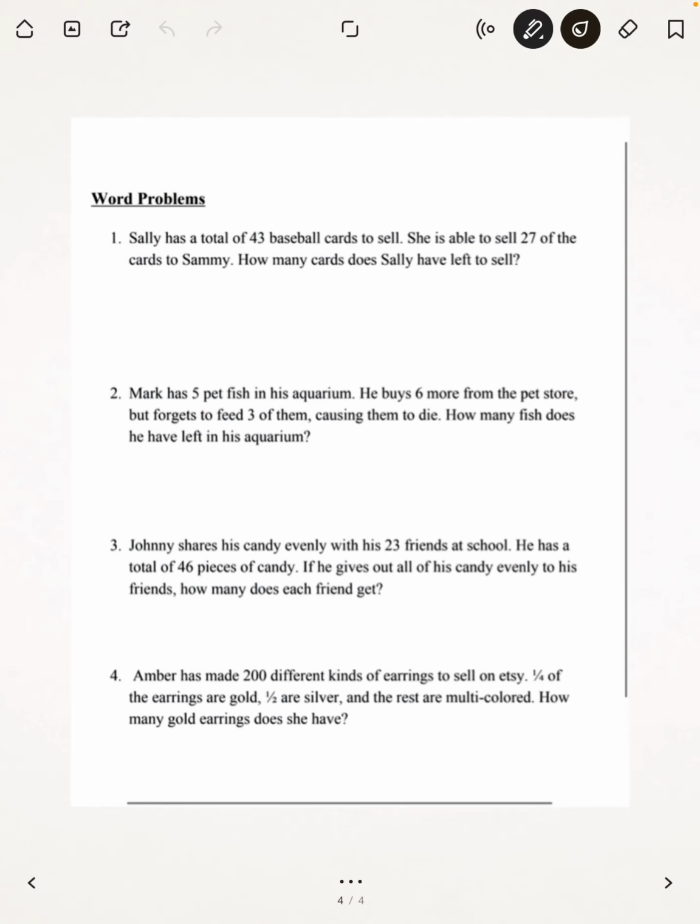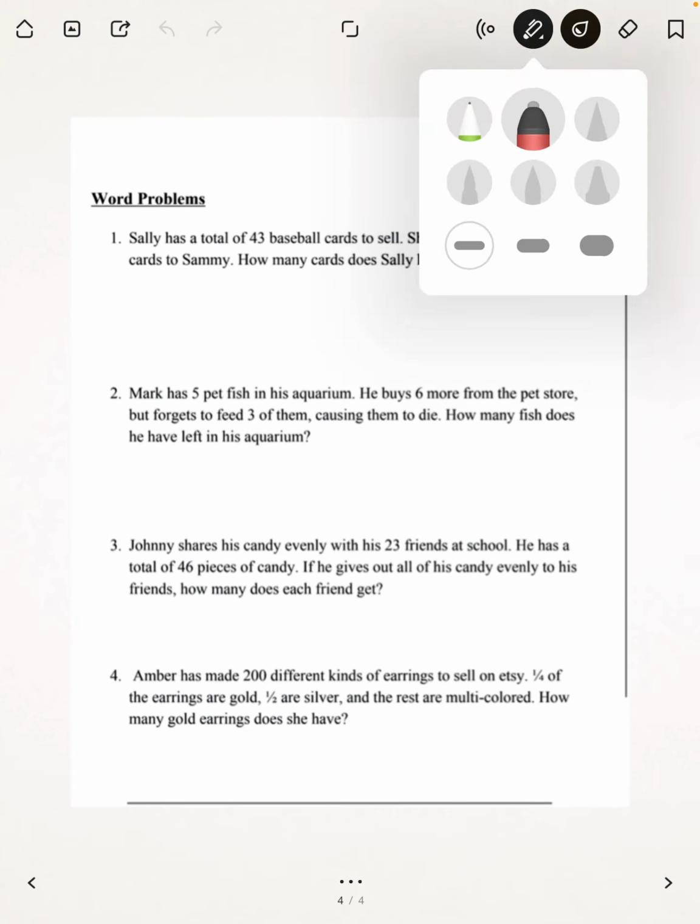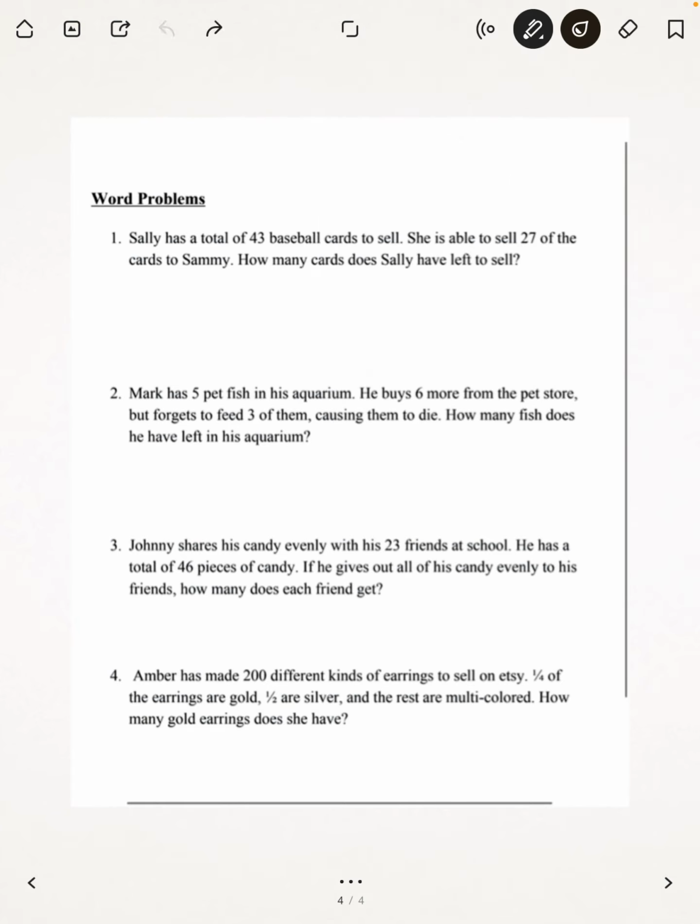Okay, word problems. Mark has 5 pet fish in his aquarium. He buys 6 more from the pet store, but forgets to feed 3 of them, causing them to die. How many fish does he have left in his aquarium?